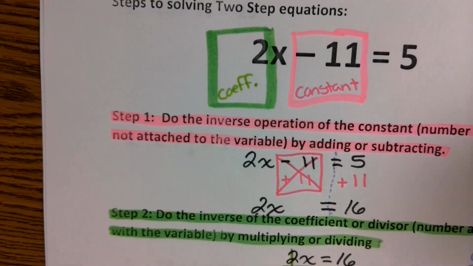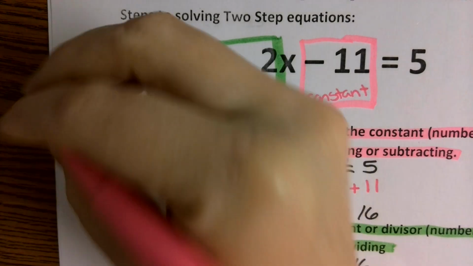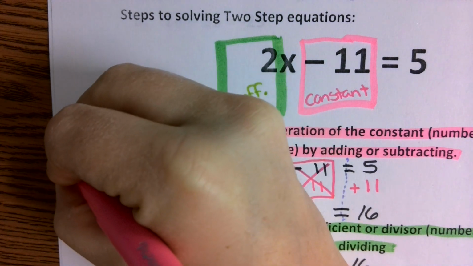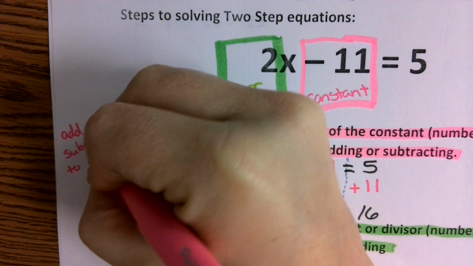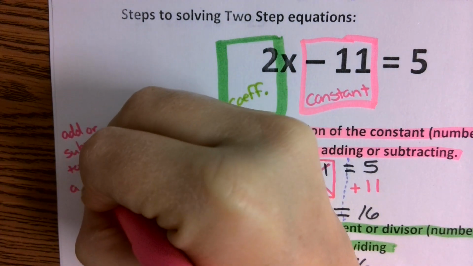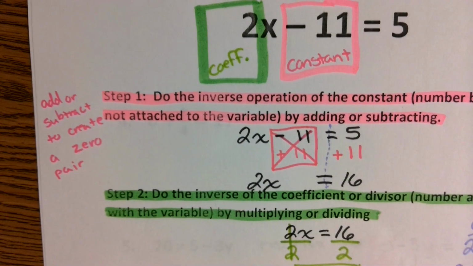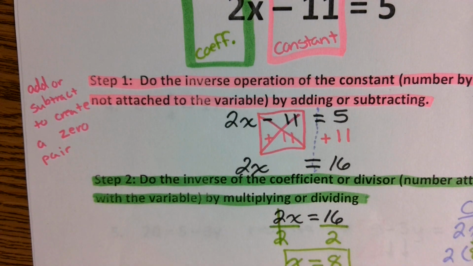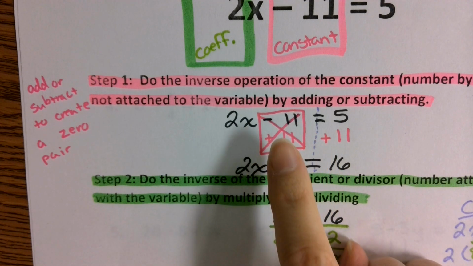Now remember the idea we said before, the whole idea of adding or subtracting is to create a zero pair. Okay, we add or subtract to create a zero pair. That's the whole reason that we do addition or subtraction to your constant. We're trying to change your constant into a zero pair. So if your constant was positive, then we would subtract. If your constant was negative, we would add.